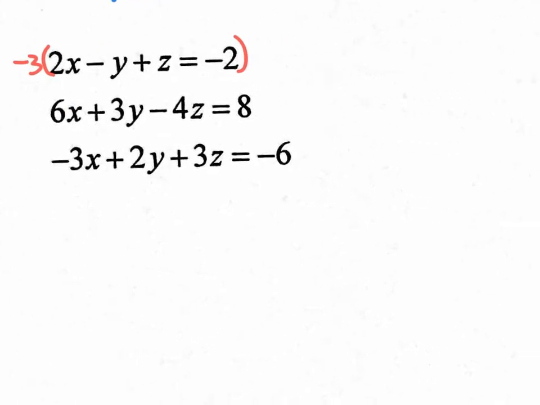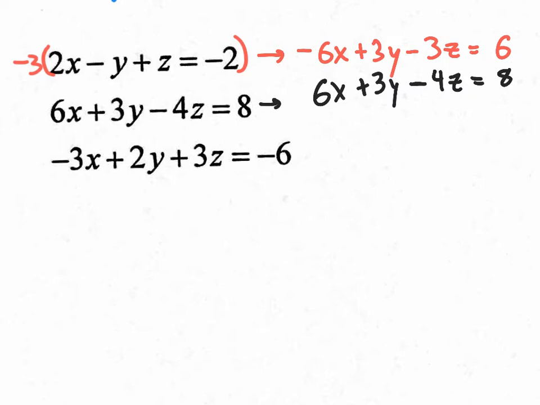So let's multiply the top equation by -3, giving us a new equation over here that reads -6x plus 3y minus 3z and equaling +6. So that's our new modified top equation. And we modified that top equation to be able to combine it with the middle one so that the x's will cancel. So let me rewrite the middle one right here.